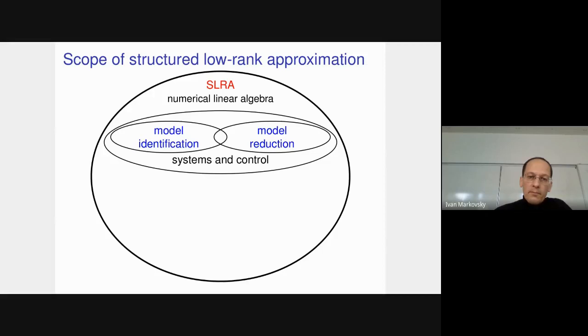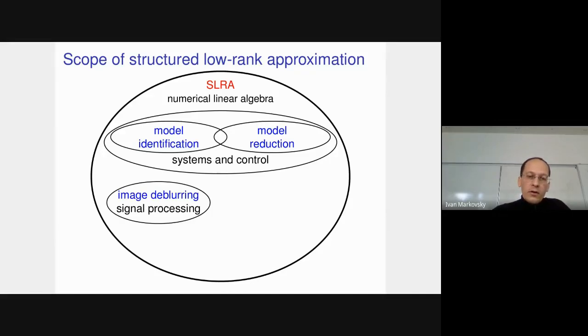So this problem appears in a number of fields. The first one is where I mostly work in, systems and control. And two representative problems of this field are model identification and model reduction. What is the difference? In model identification, we start from observed data. And in model reduction, we start from a given model. It can be a complicated large-scale model of a process that we want to simplify for either computational purposes or some other goals that we have in mind. For example, if we use it for control, we cannot use the original complex model, but we can use a simplified model.